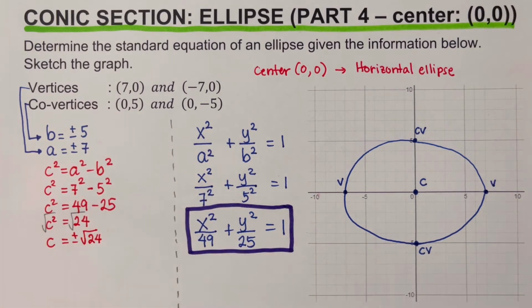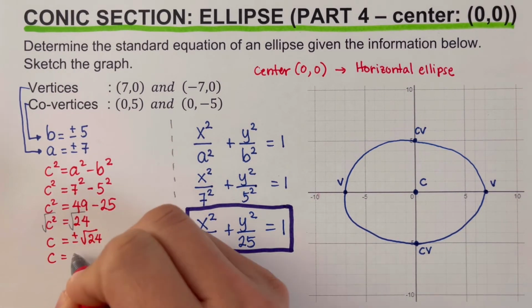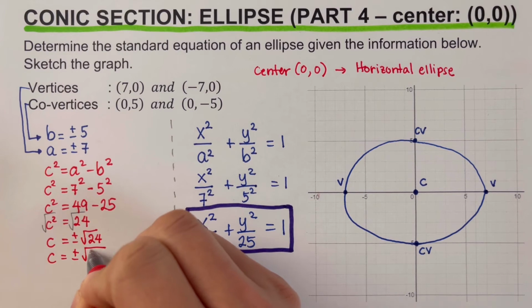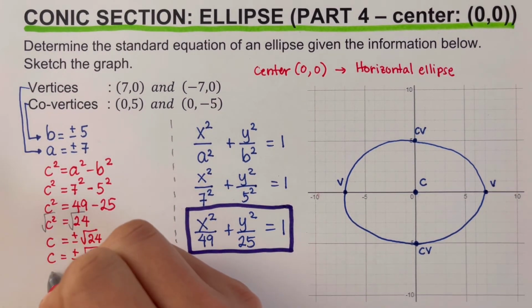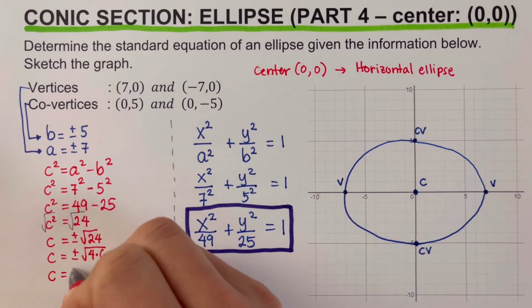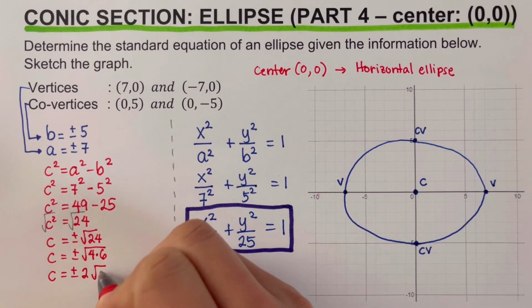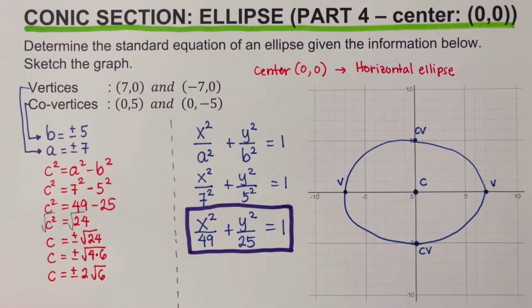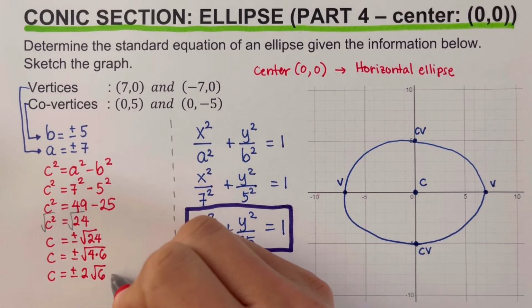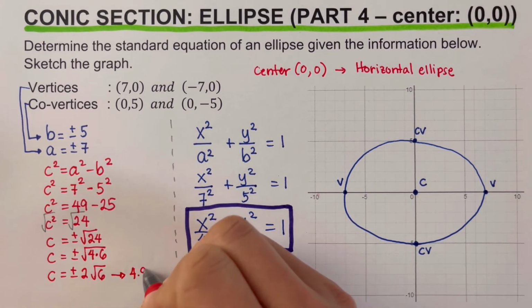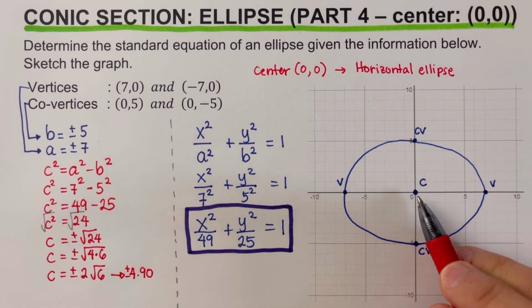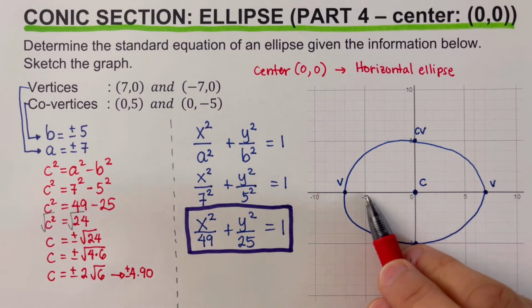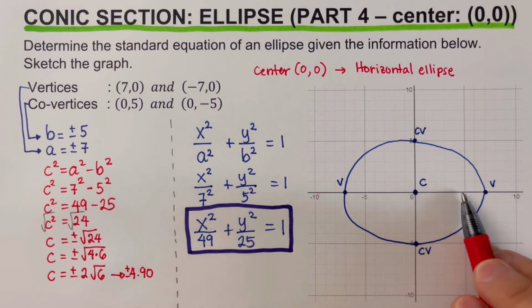We can go ahead and simplify this further. So c is equal to plus minus square root of 4 times 6. And the square root of 4 is 2. So we can simplify this further as plus minus 2 square root of 6. And if we change this to decimal version, this is 4.90. So that's plus minus 4.90. So that means our focus is located 4.90 to the left and 4.90 to the right from the center.